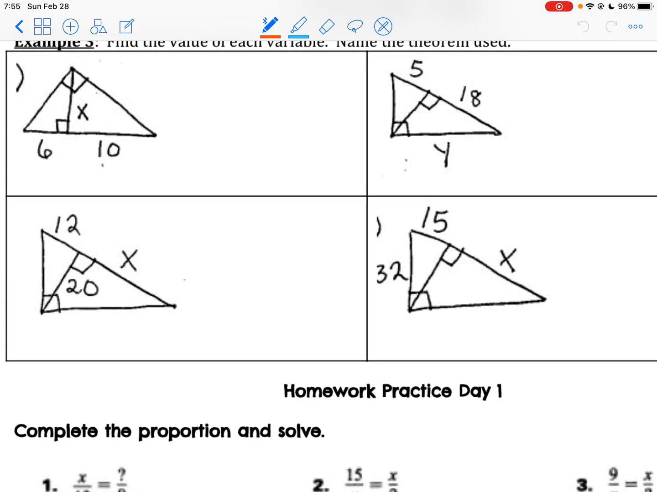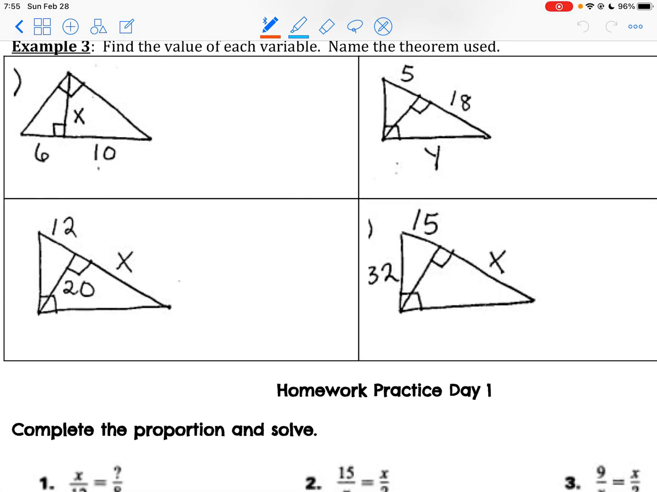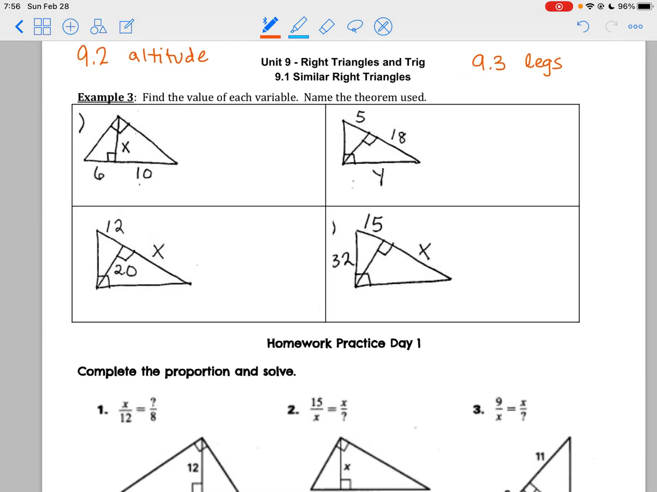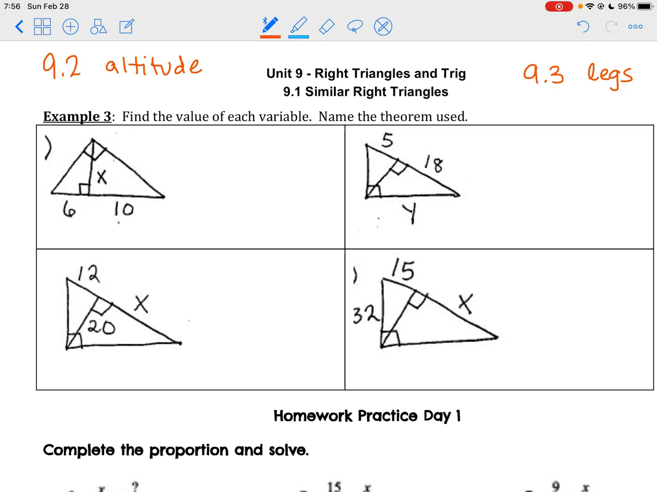All right, so now we're going to start applying that Theorem 9.2 and Theorem 9.3. So Theorem 9.2 was about the altitudes, and Theorem 9.3 was about the legs. So I just need to identify which theorem I'm using and then put it into action.